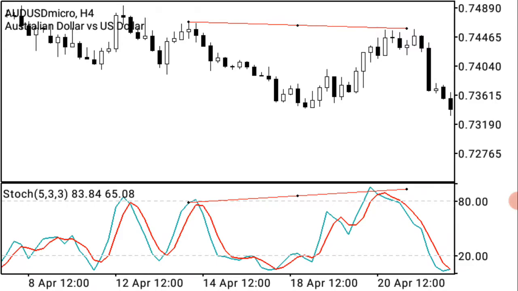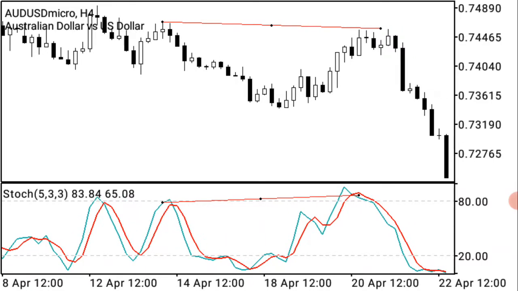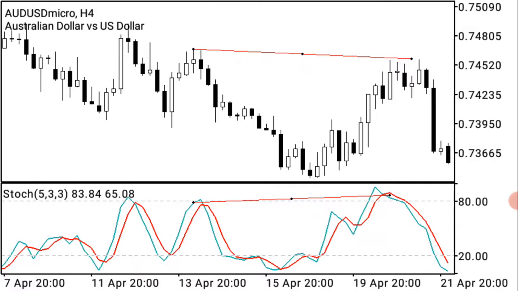So look at the indicator, guys. The indicator is saying that this current high is higher than the previous high. But our chart is not saying this thing, right? It is not saying the same thing. So what do we call this? We call it divergence, right? We call it divergence. It means that the indicator is diverging from the market.